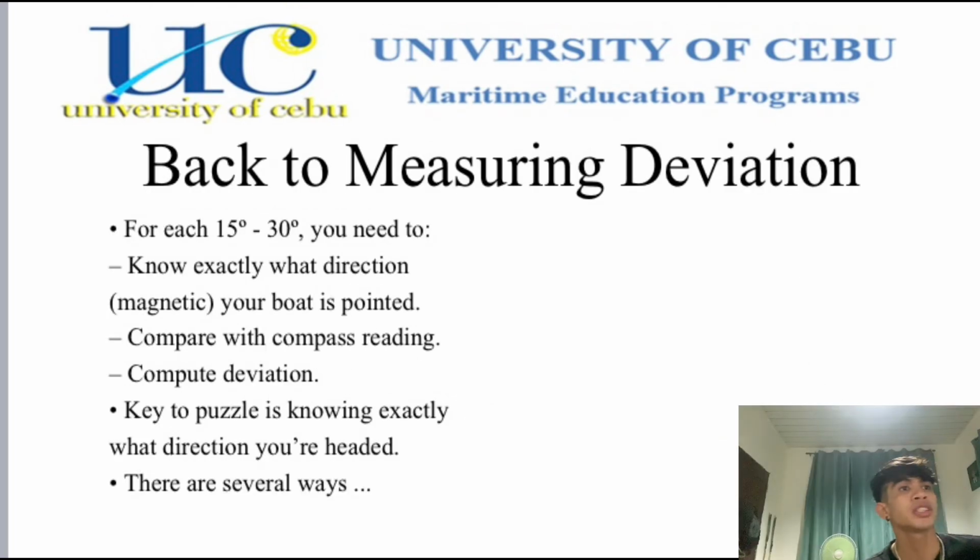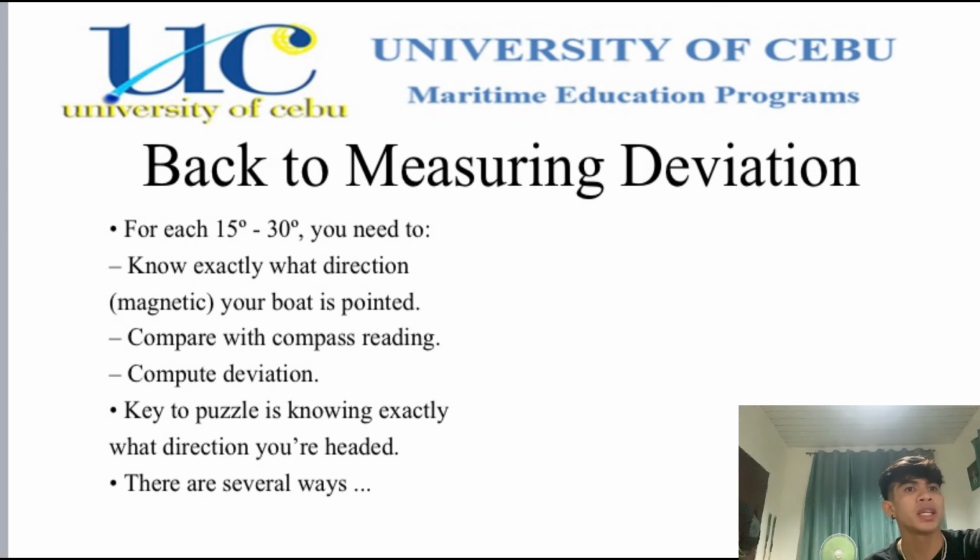So back to measuring deviation. For each 15 to 30 degrees, you need to know exactly what direction, magnetic, your boat is pointed. Compare with the compass reading and compute the deviation. The key to the puzzle is knowing exactly what direction you're headed.